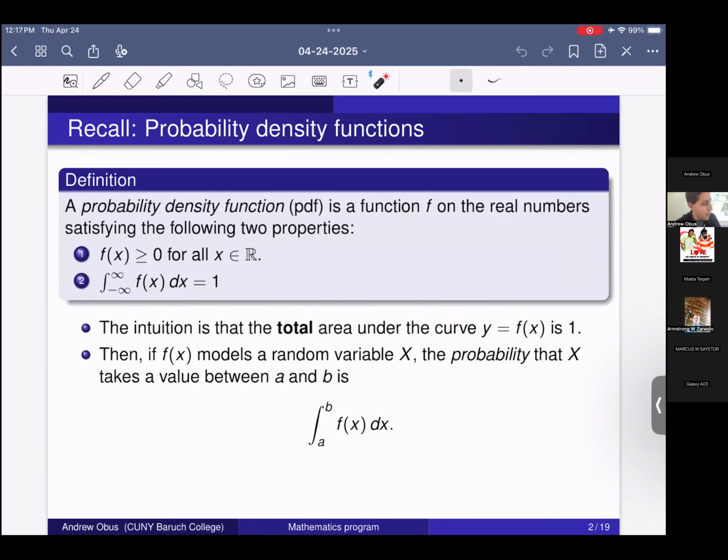So last time we talked about these probability density functions. And what was a probability density function? It was a function f on the real numbers, and it had to satisfy two properties.